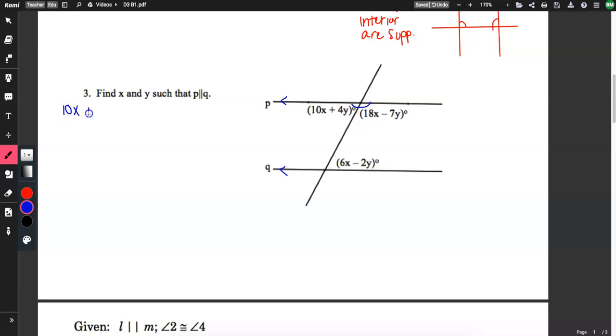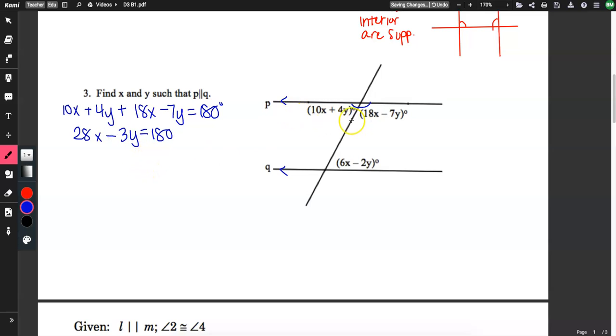So I know 10x plus 4y should add with 18x minus 7y to equal 180 because it's that straight angle. I'll simplify this guy a little bit. So 10x plus 18x gives me 28x. 4 minus 7, negative 3y equals 180.